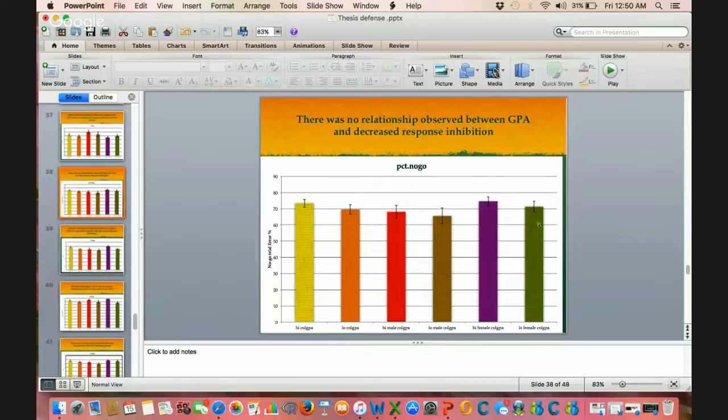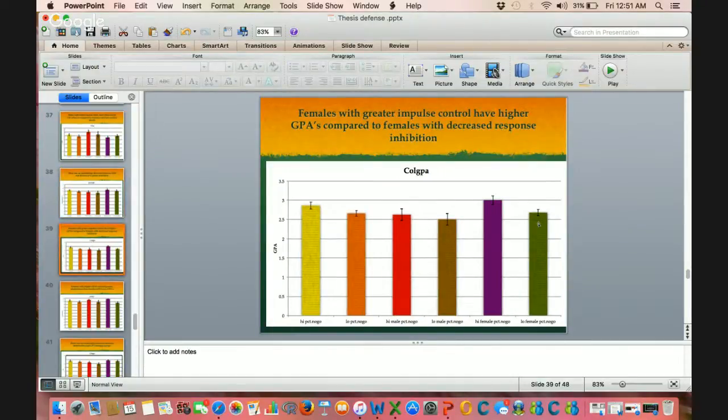Since we looked at and tried to investigate the relationship between compulsive internet use and response inhibition, we understand already from previous literature that poor response inhibition leads to addictive personalities or addictions in general. So we want to see how response inhibition had a relationship with academic performance. So we looked at the GPAs by percent no-gos, and we didn't see a relationship with any type of impulsive decision-making there.